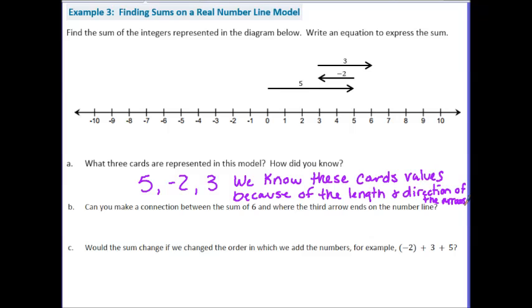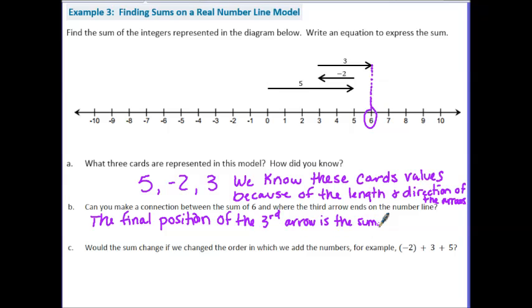Part B says, can you make a connection between the sum of 6, meaning the final answer of 6, and where the third arrow ends on the number line? So notice here, if we actually drop down the end of the third arrow, it's right at 6. So that really tells us that the final position of the third arrow gives us the sum.